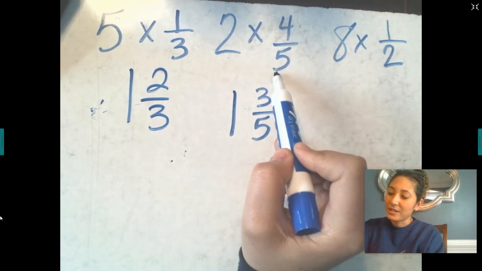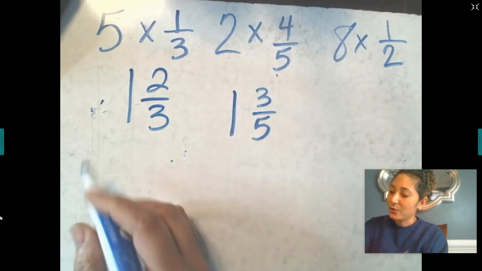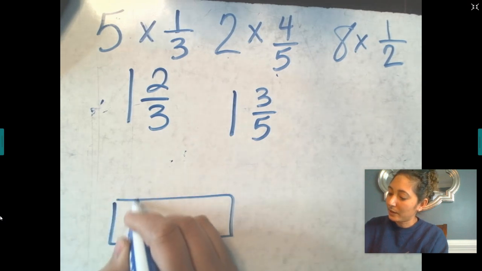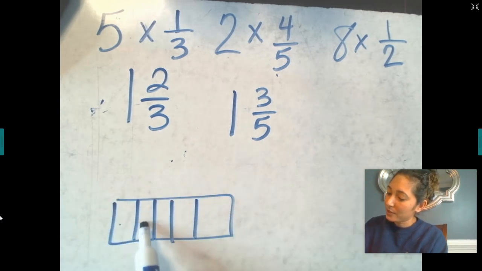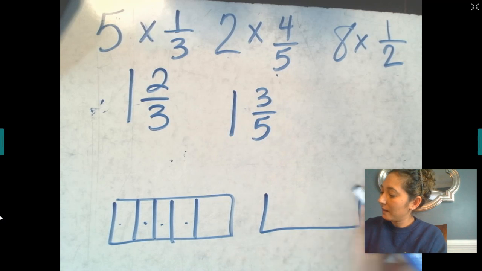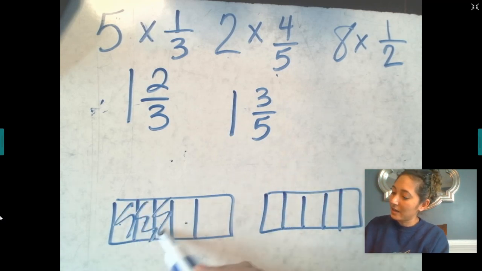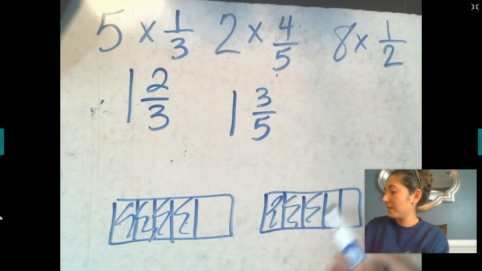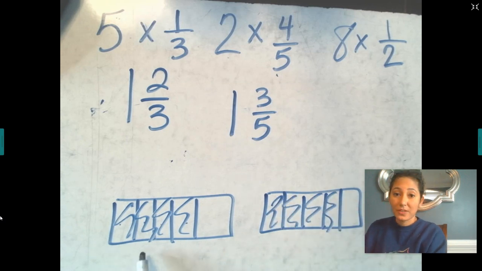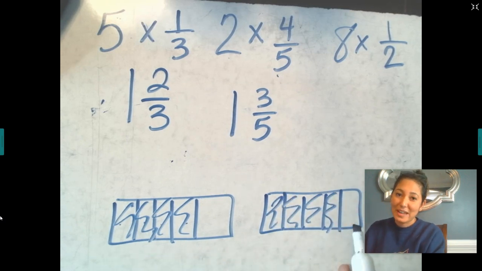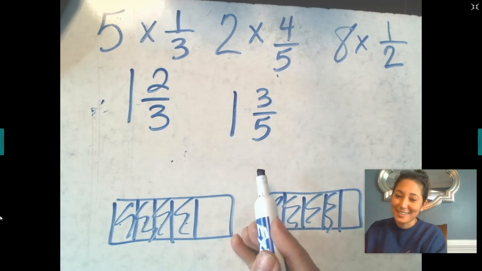Our denominator is 5. And if we drew a picture, it would look like this. We would have fifths, 1, 2, 3, 4, 5. 1, 2, 3, 4, 5, and we would shade 4 of them, and that would give us 4/5 plus 4/5, which is 8/5, or 1 3/5.